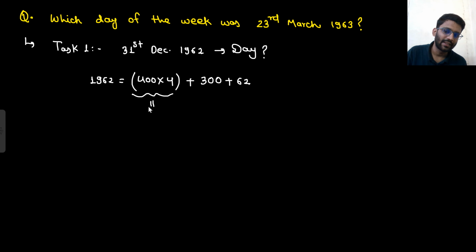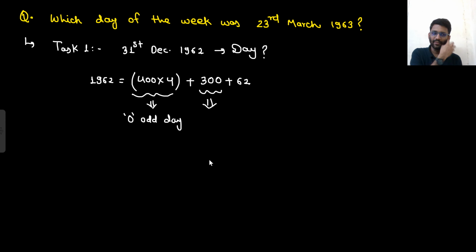In these years, how many odd days are there? 0 odd day. Right? What about these 300 years? In 300 years, how many odd days will be there collectively? 5 into 3, because in 100 we are having 5. 5 into 3, 15. That means 1 odd day.